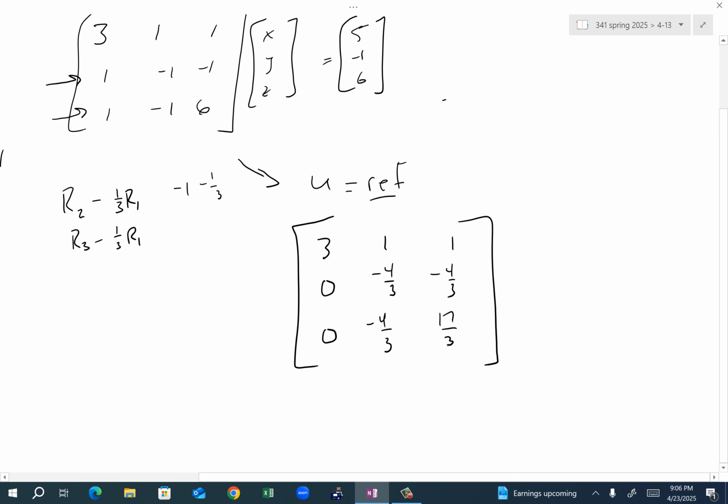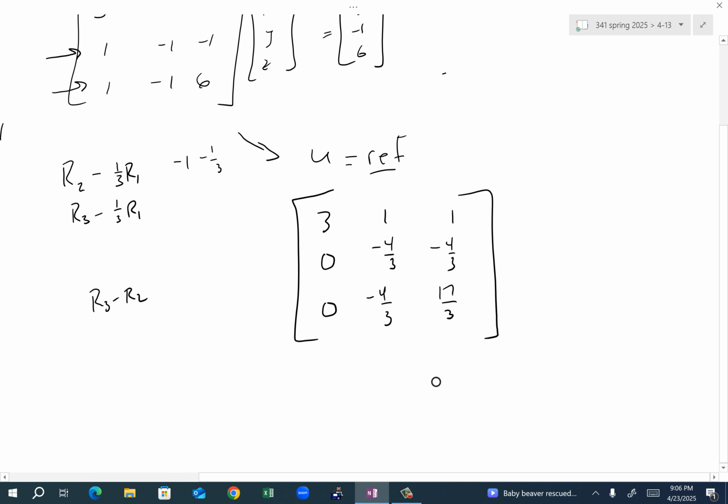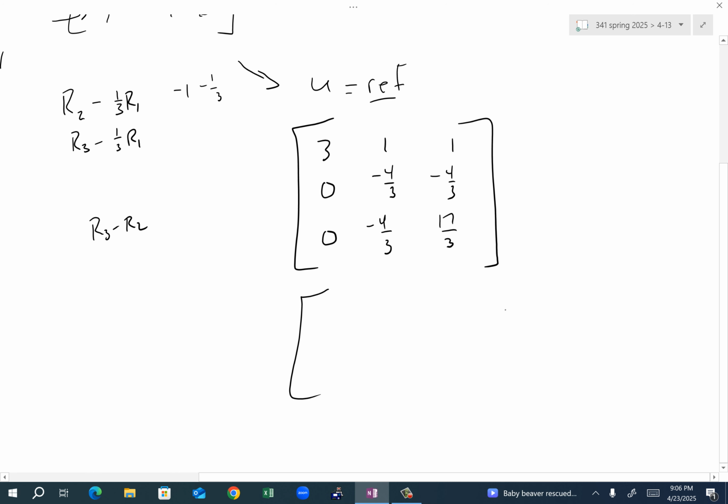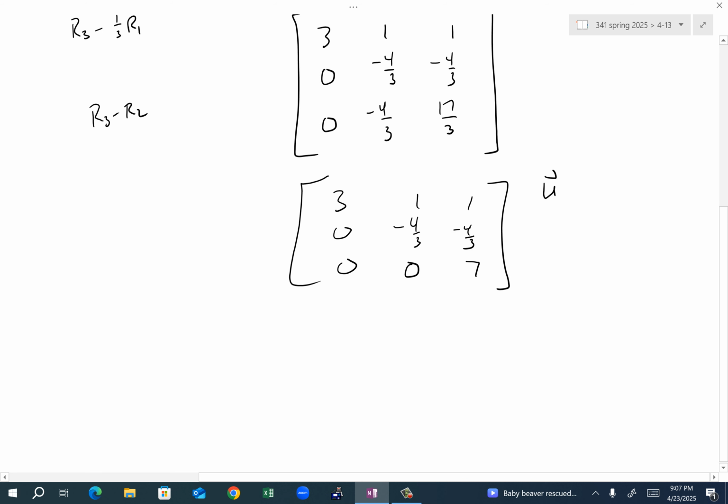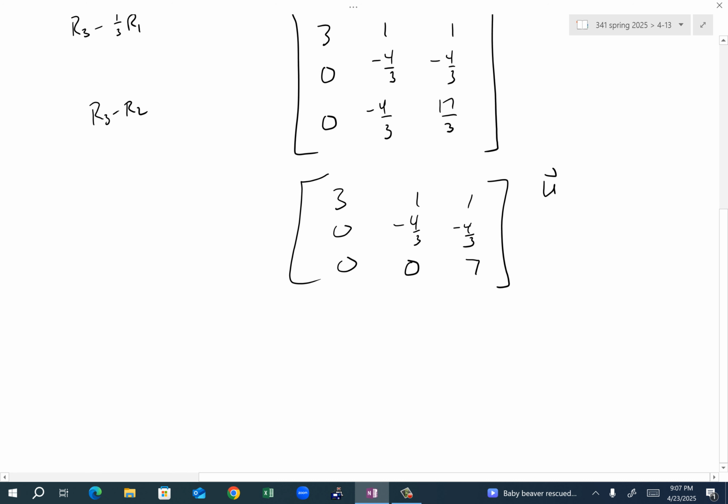6 minus 1/3, which is 5 2/3, which I think is 17/3. Okay, that's pretty slick. And now we're going to want to do R3 minus R2. Always going to write it that way. And so what we end up with is 3, 1, 1, 0, negative 4/3, negative 4/3, 0, 0, and then 17 minus a minus 4 is 21/3, which is 7, by the way. There you go. This guy right here should be, theoretically, my U matrix, if I didn't screw it up.